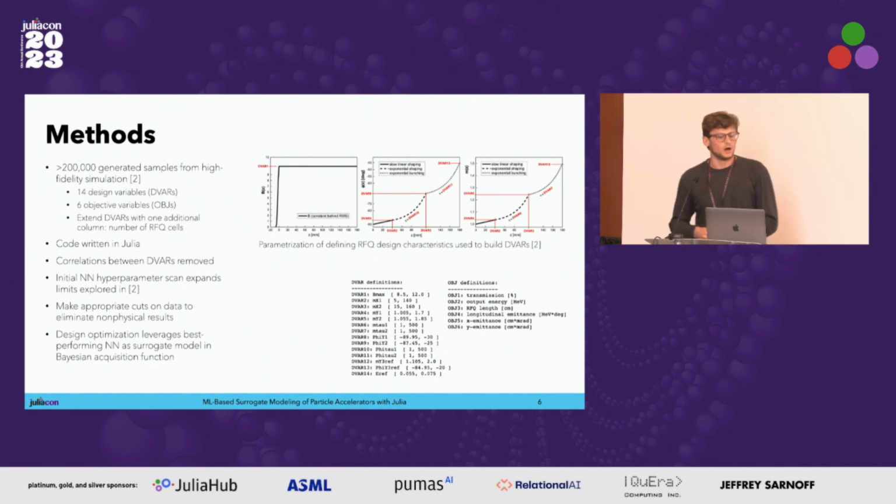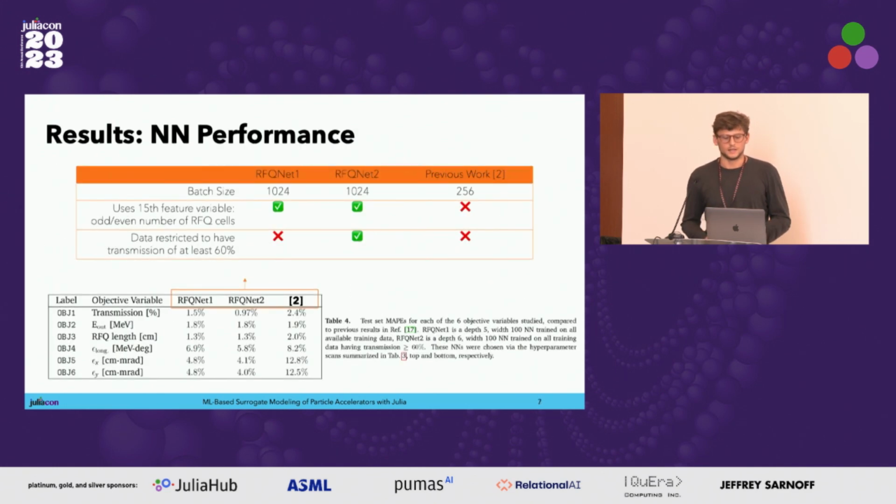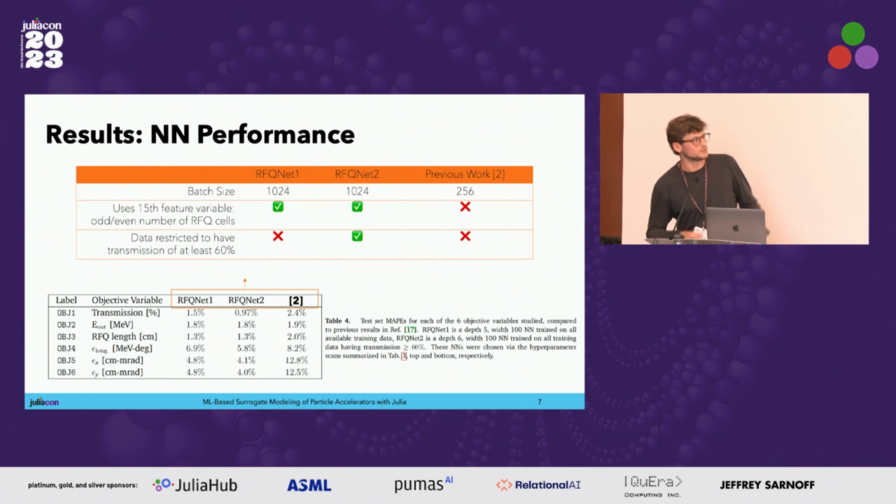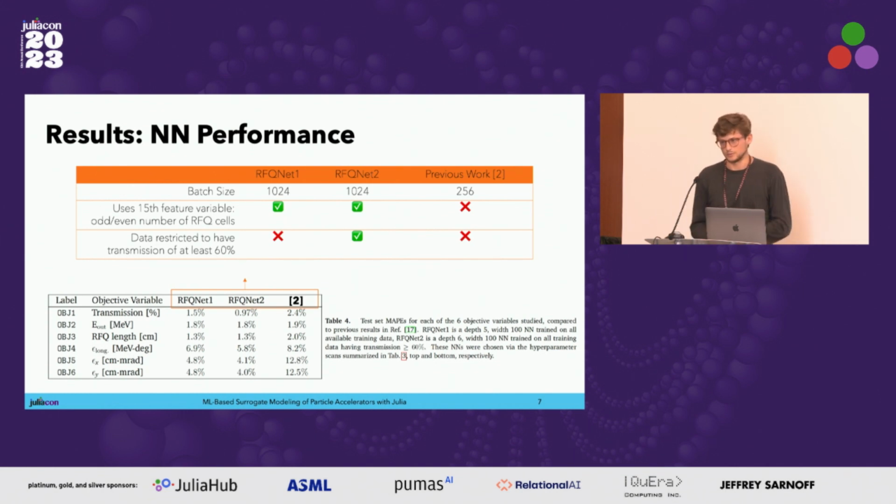And that's how we got the number of RFQ cells, or the number of wiggles, as our 15th feature, which helped us a lot. We made some appropriate transforms on the data to make sure that we were showing our neural nets physically feasible samples. And then whichever neural net won from our hyperparameter scans was the one that we plugged into this design optimization at the end. And so here on these 2 tables on the right column, you see the benchmarks for the percent errors from the best performing neural net from a previous paper that we had done on this. And then RFQNet1 and RFQNet2 are the 2 neural nets that we trained in this study.